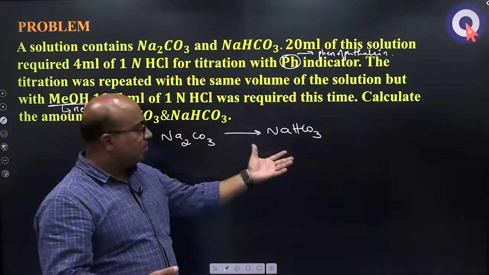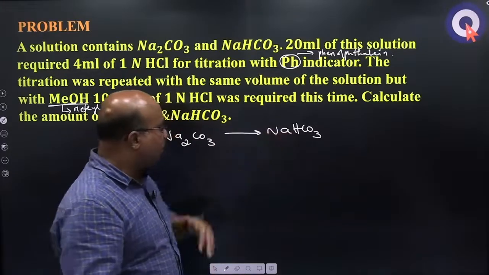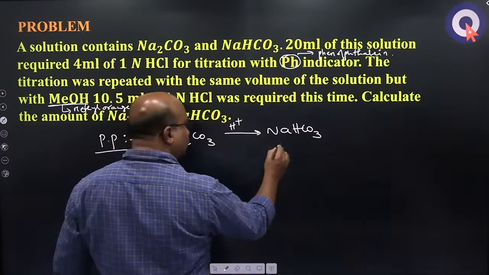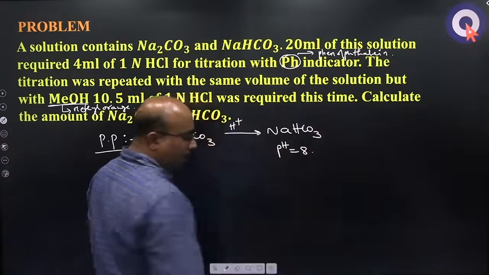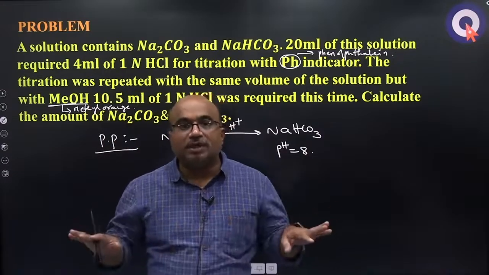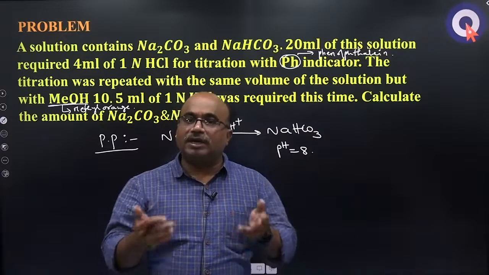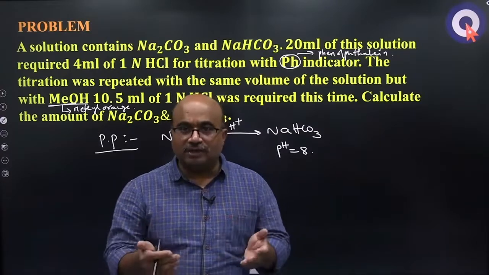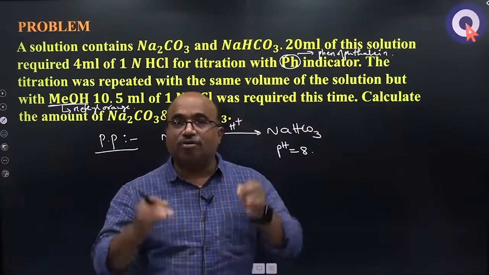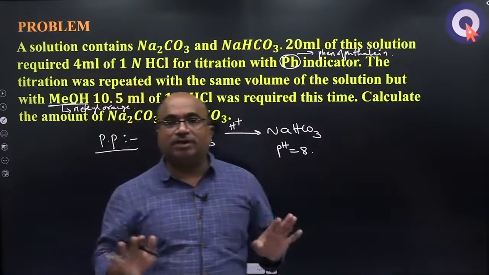Sodium bicarbonate is also basic, but when it is converted from here to here by neutralization with H plus, the pH of this solution becomes around 8 or 8.3. Then the color change is complete, means phenolphthalein becomes completely colorless. After that, when you add more acid, sodium bicarbonate gets neutralized. But where we have to stop the titration, we don't know.